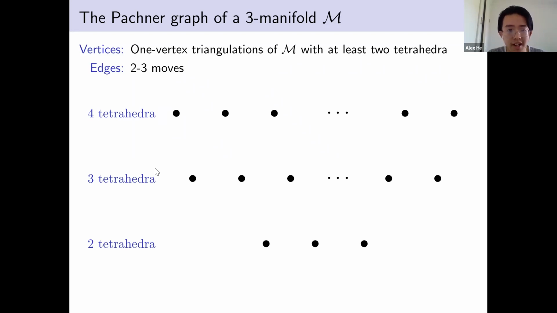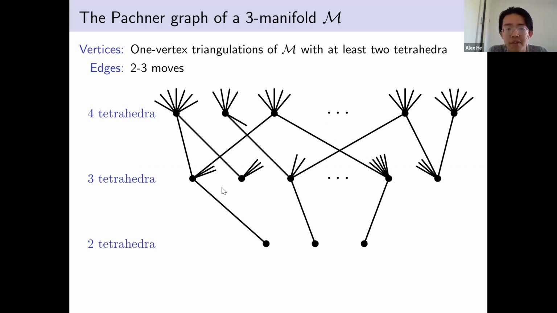You connect two vertices if they're related by a 2-3 move. So for example, if I put this edge in here, what this is saying is that if you perform a 2-3 move on this triangulation, you get to this triangulation. Or equivalently, if I perform a 3-2 move on it, I can get back to this triangulation. And you can fill in all these things, and you make an infinite graph, locally finite but infinite.